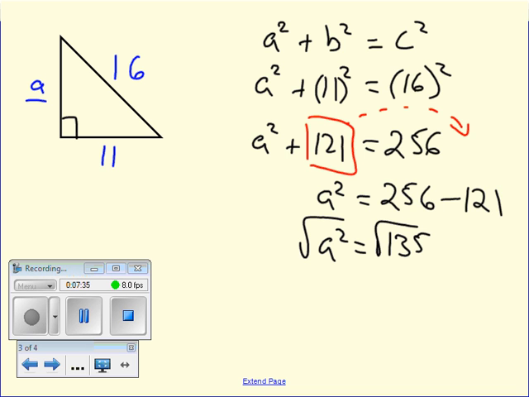Again, square root both sides to find out A. And A, not squared now, is equal to 11.62. So I figured out my A. Those are really the only two types of cases that we're going to see with our Pythagorean theorem. Either we're going to know C and try to figure out one of the other sides, or we're going to know A and B and we have to figure out C.